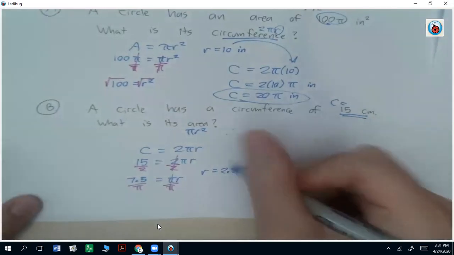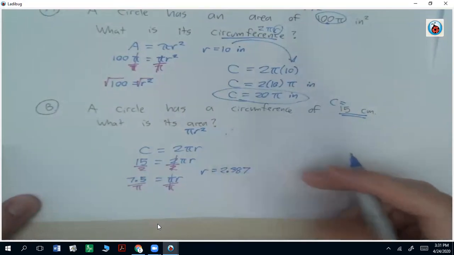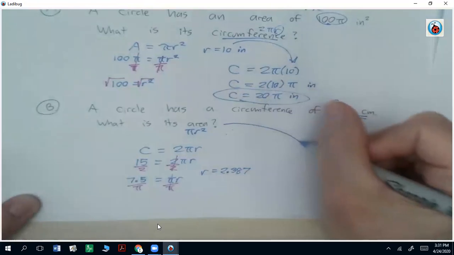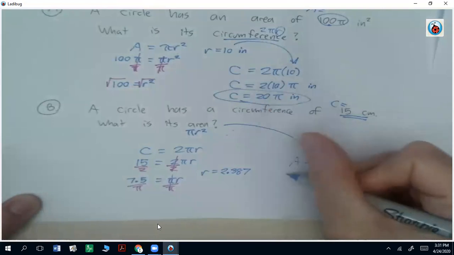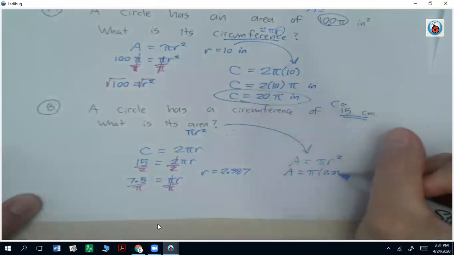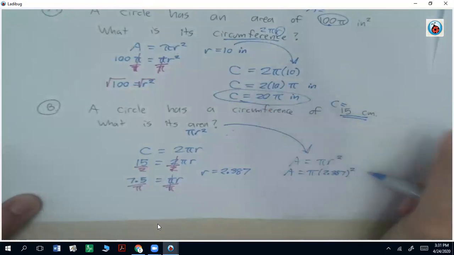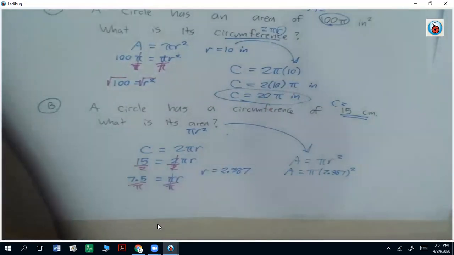I think we need as much to work with as we can when we're calculating the area. So now that we want to know the area, and we have the radius, we'll plug in the 2.387 into r. And I'm going to just do this as a decimal because this is already a complicated decimal to begin with. So it doesn't make sense to write this in terms of pi. So let's put that in the calculator.